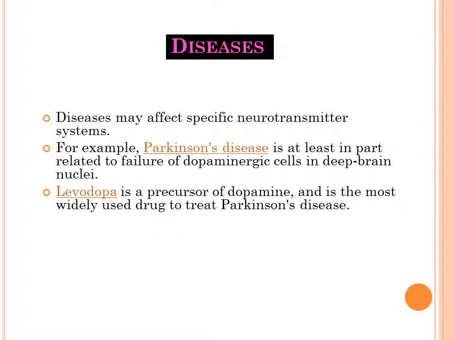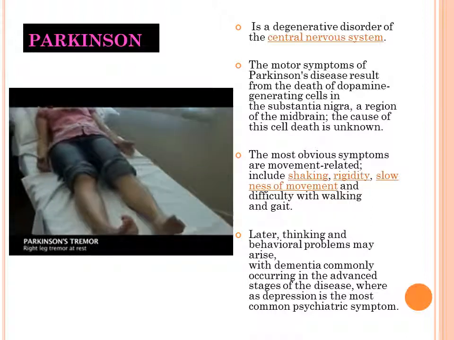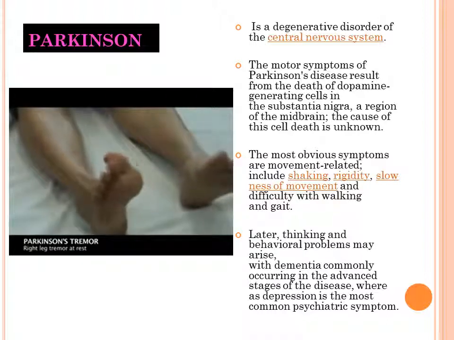Disease may affect a specific neurotransmitter system. For example, Parkinson's disease is at least in part related to failure of dopaminergic cells in deep brain nuclei. Levodopa is a precursor of dopamine, and is the most widely used drug to treat Parkinson's disease. Parkinson's is a degenerative disorder of the central nervous system.